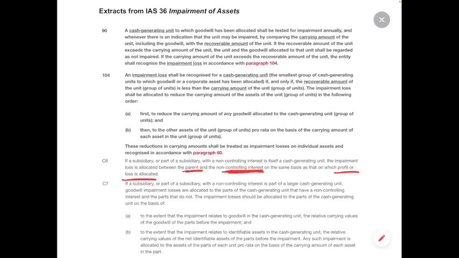So what that's saying is that when you do your statement of comprehensive income profit attribution for the parent equity holders and the NCI, if the subsidiary is a CGU and there's an impairment loss, then the NCI is going to share in that impairment loss as well. So you're going to attribute a portion of that impairment loss to both the parent equity holders and the non-controlling interest, based on the profit attribution ratio that you're using.